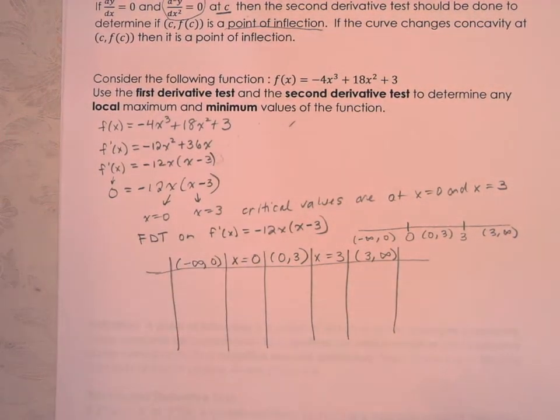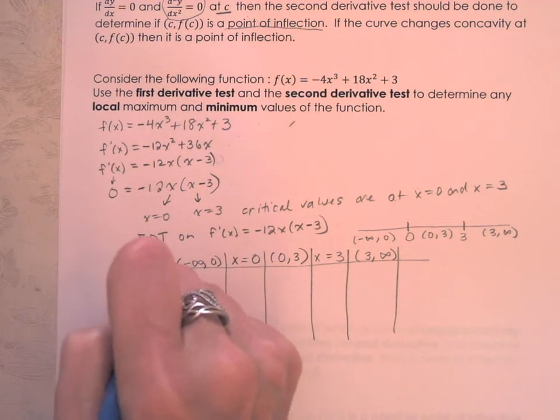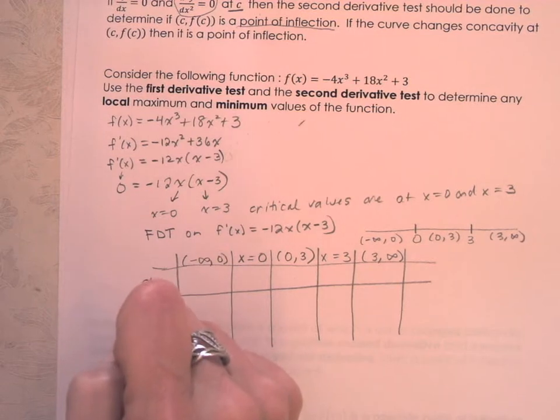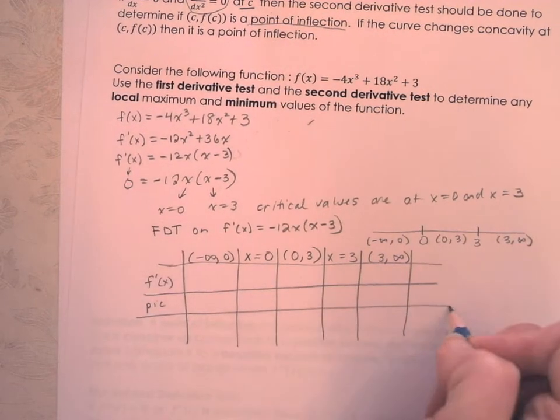And I like to put 3 columns in my chart. One is for the sign of f prime at x, then a little picture, and then a conclusion.